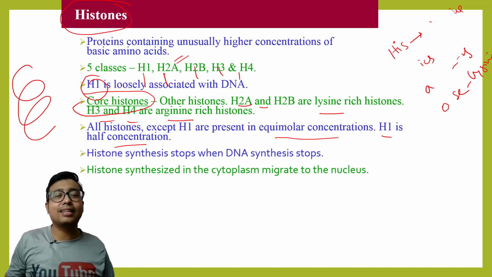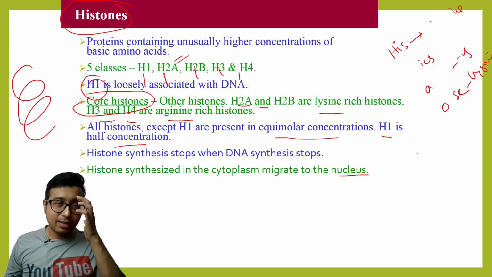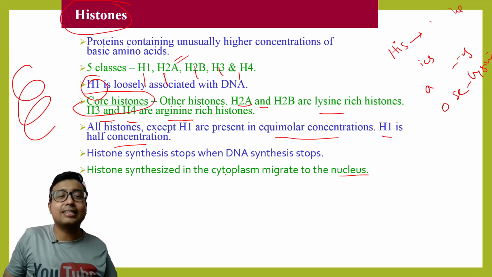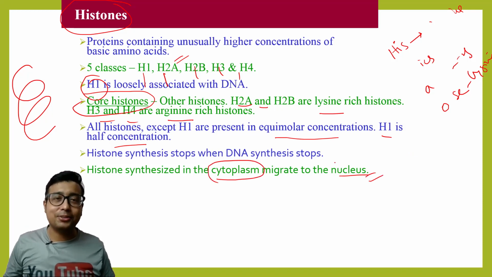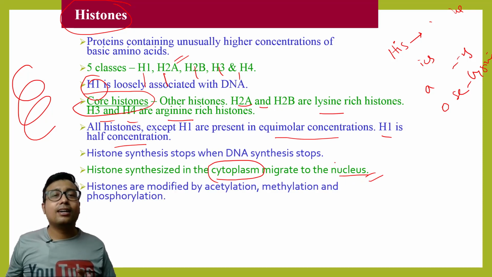Now one more important thing: generally histones are related to DNA, okay? And DNA is present in one organelle, that is the nucleus. So when students are asked where histones are synthesized, they often apply common sense and say nucleus, but that is not correct. Histones are actually synthesized in the cytoplasm and then they migrate to the nucleus, all right?